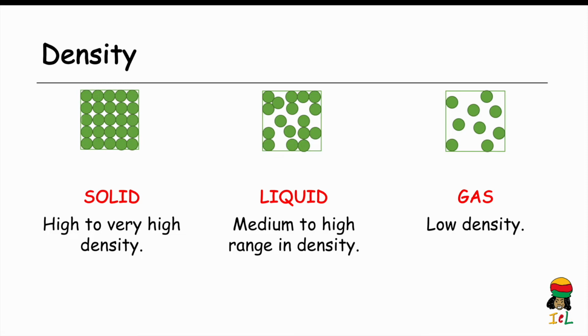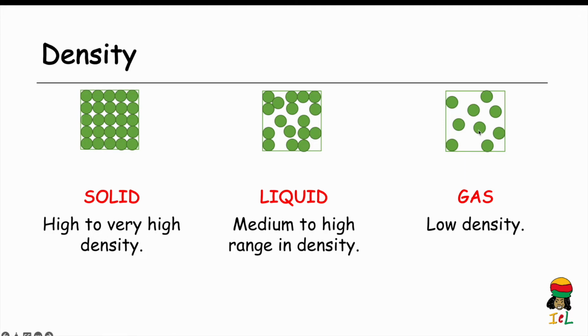Next, we have density. Density has to do with the amount of particles within a given space. The more particles within a given space, the greater the density. The opposite is true. The fewer the particles in a given space, the lower the density. Note in our illustration, the 3 boxes are of equal sizes. However, solids have a lot more particles within their given space, and as a result, solids have very high density.